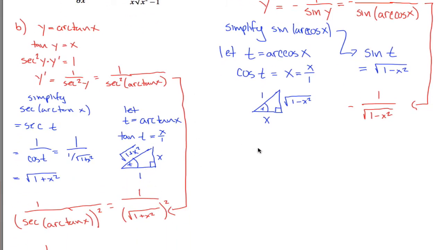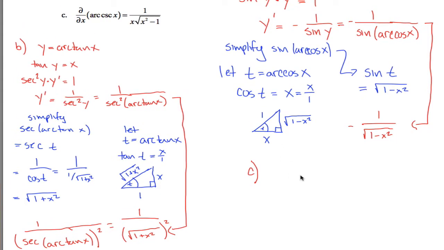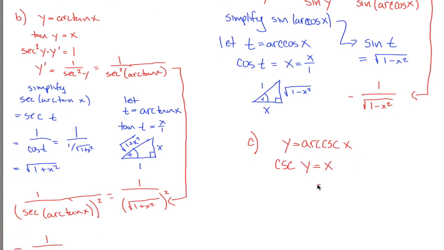All right, one more time. Part C here says, do that again for arc cosecant. All right, y equals arc cosecant of x. Strategy is going to be the exact same. We're going to try to find y prime. But first, we're going to take the cosecant of both sides of the equation to get here. Then take the derivative of both sides.